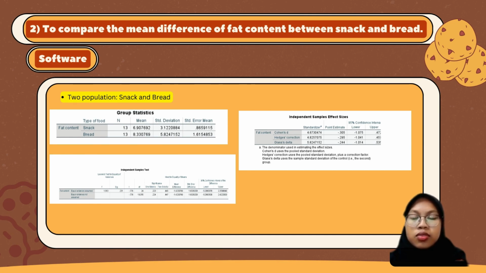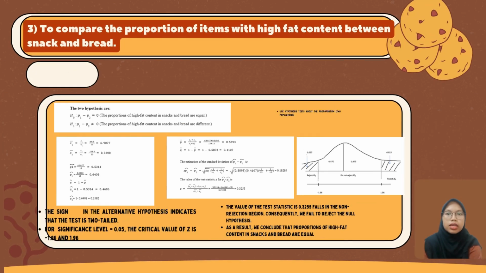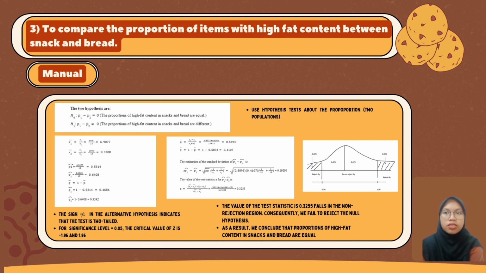There are two types of food, which are snack and bread. The mean of snack is 6.9076. For the mean of bread, we got 8.3307. The standard deviation of snack is 3.122, and the standard deviation of bread is 5.8247. For the t value, we got negative 0.776, and the significance value for the one-sided is 0.223 and the two-sided is 0.445.